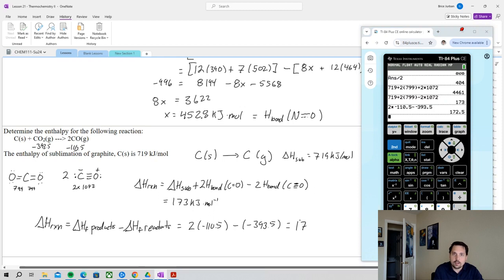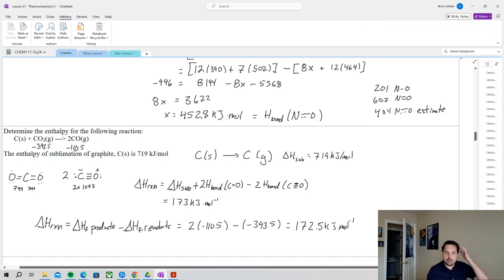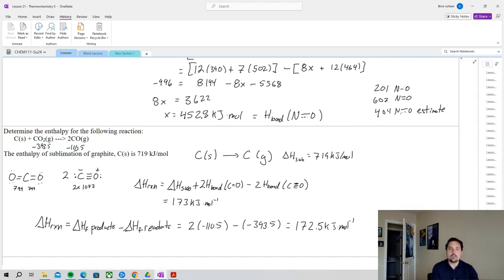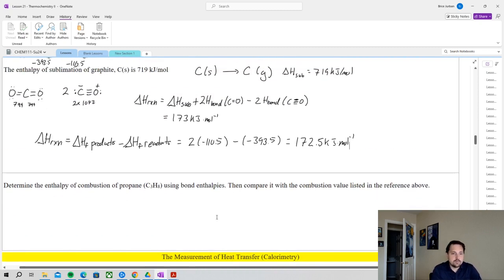Wow. Okay, I haven't practiced this yet, so actually that is crazy that came out so close to that value. So here we have two different ways to solve the same problem, and they are identical. So nice. Okay, that makes me feel good about teaching you this. So I got one last problem here. It's to determine the enthalpy of combustion of propane using bond enthalpies. And then we're going to compare it to the combustion value I have in the reference table.